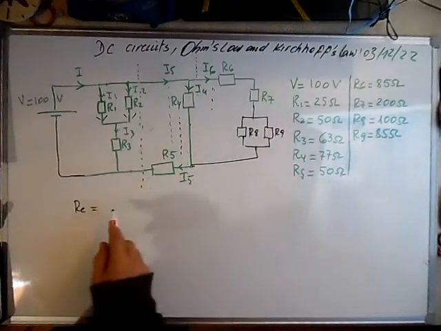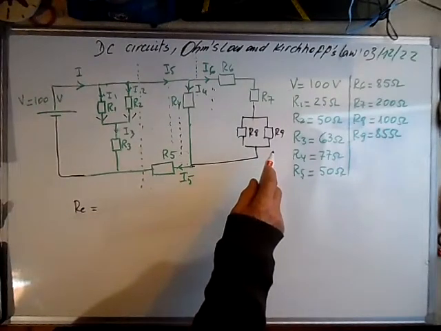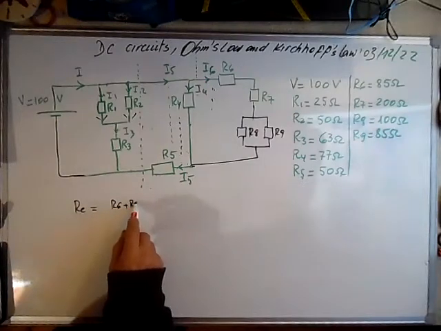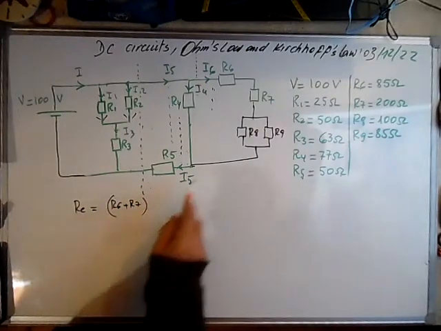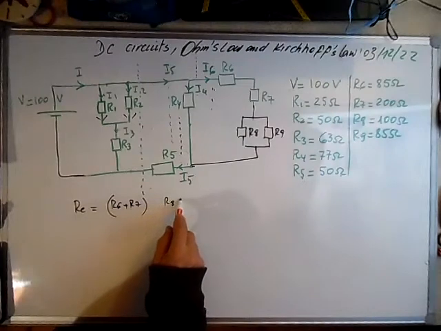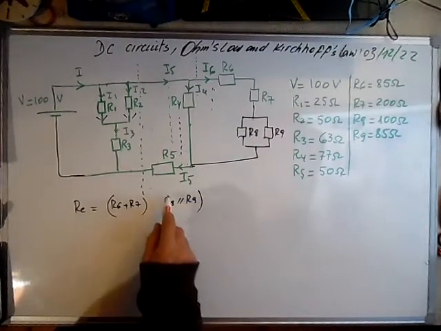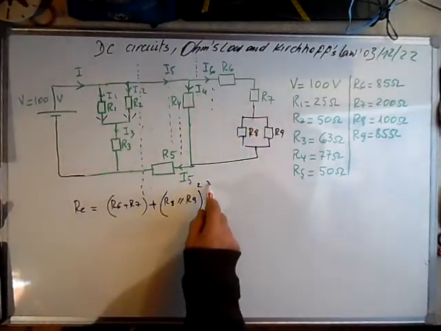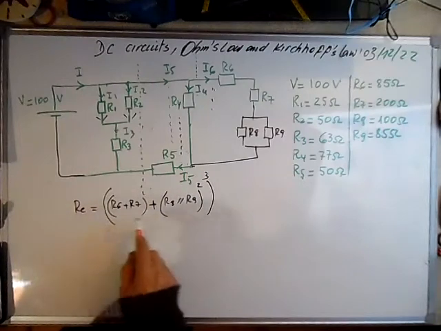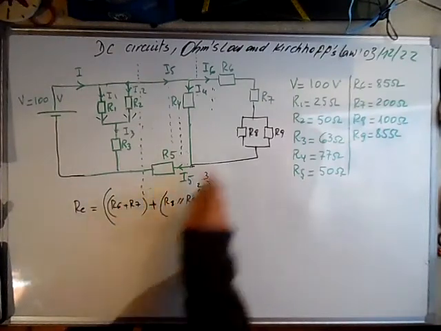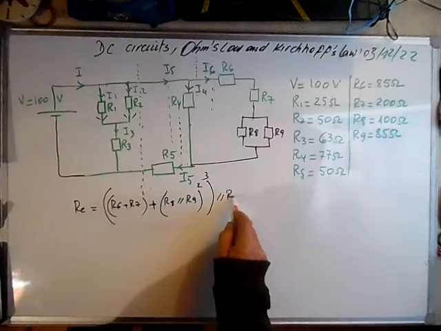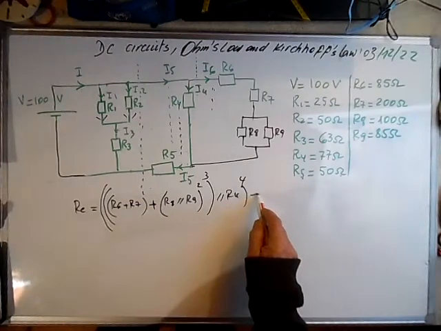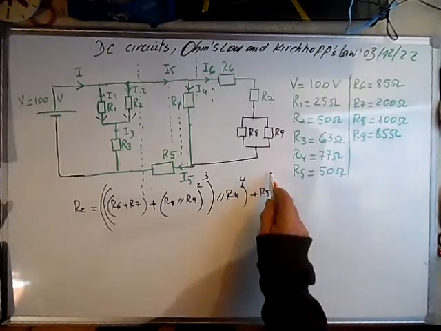Let's start from this part of the circuit. We have R6 and R7 that are in series. That's the first step. Second step, we have R8 in parallel with R9. Third step, we add the two; they are in series. The fourth step is that these are in parallel with R4. The fifth step, we add R5 because they are in series.